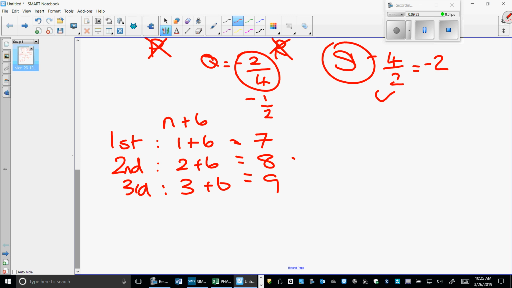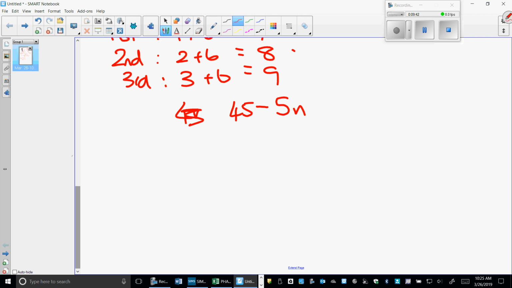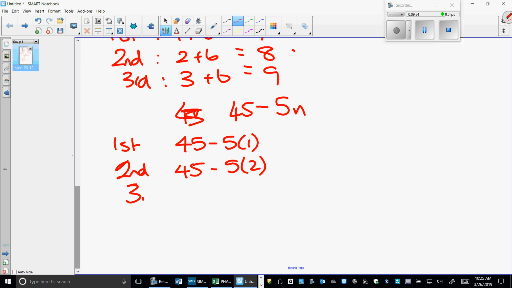We've got a new term, a new sequence. So this one is 45 take away 5n. The principle is the same. For the first term, we're going to say 45 take away 5 lots of 1. Second term, 45 take away 5 lots of 2. Third term, 45 take away 5 lots of 3. So we're just substituting n as 1, then 2, then 3. You've got your calculators, so you can use those to help you.